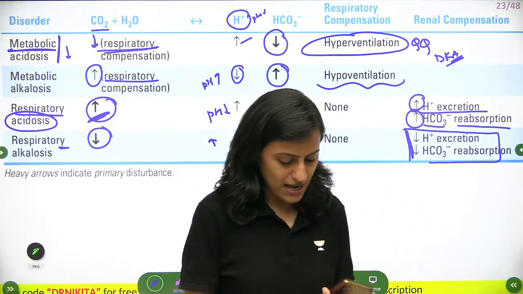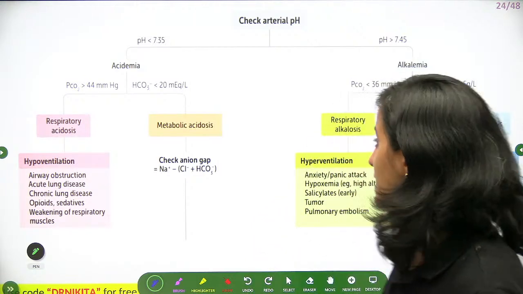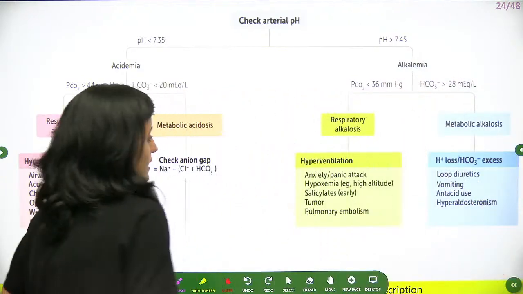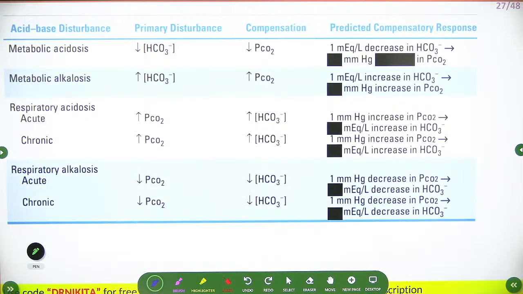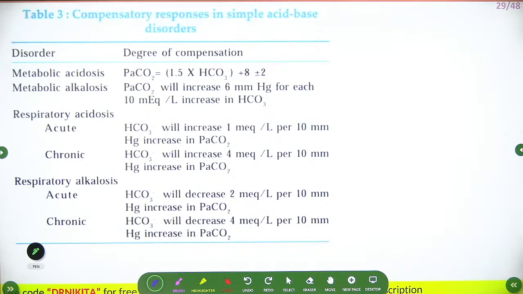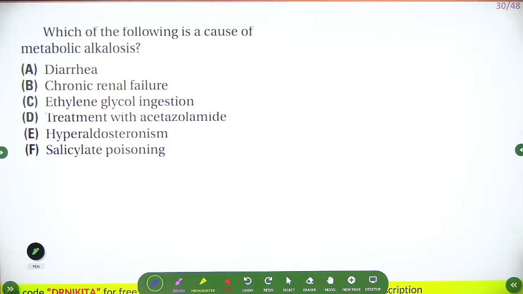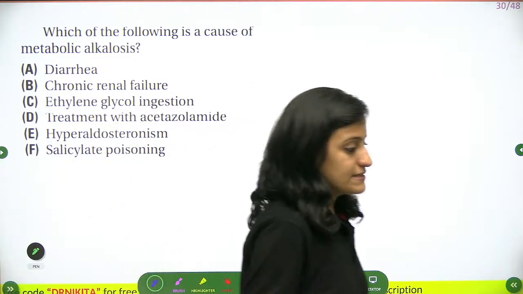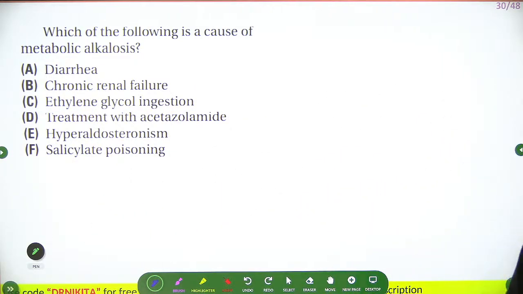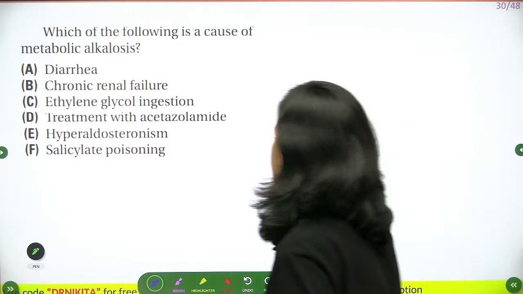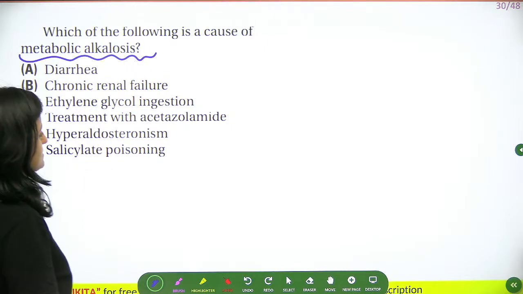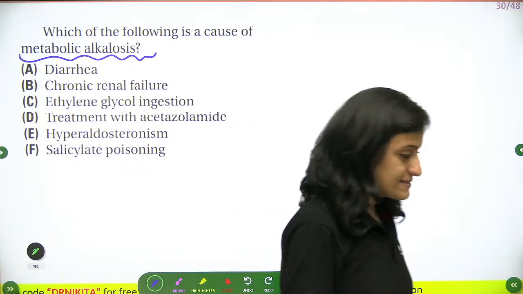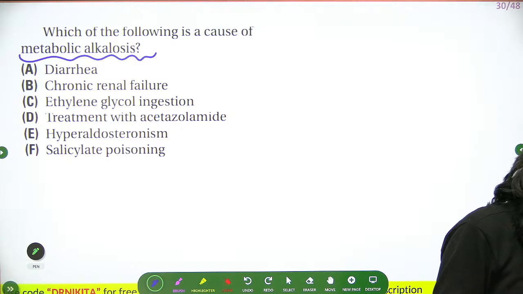So let's try solving a question on this. Let's see if we have a question. This is about compensation. Which of the following is a cause of metabolic alkalosis? Let me see how many of you get this right.